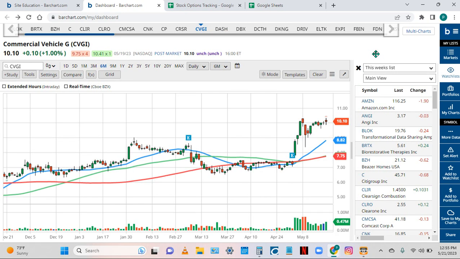Commercial vehicle group looks similar to the last chart. We've got a nice breakout on earnings, and then a pullback, a buy setup, and now about a 6 or 7 day consolidation. So entry over the highs of that would be a pretty decent entry on commercial vehicle.